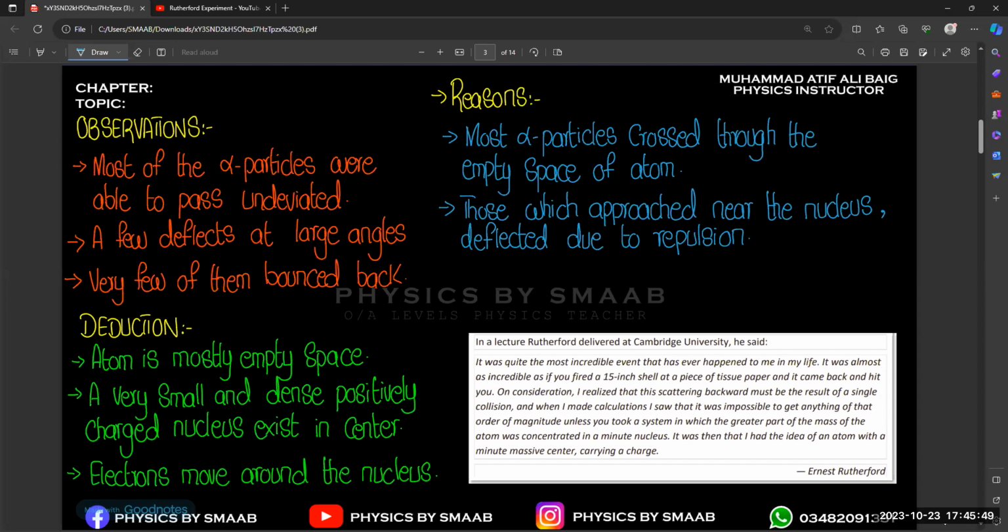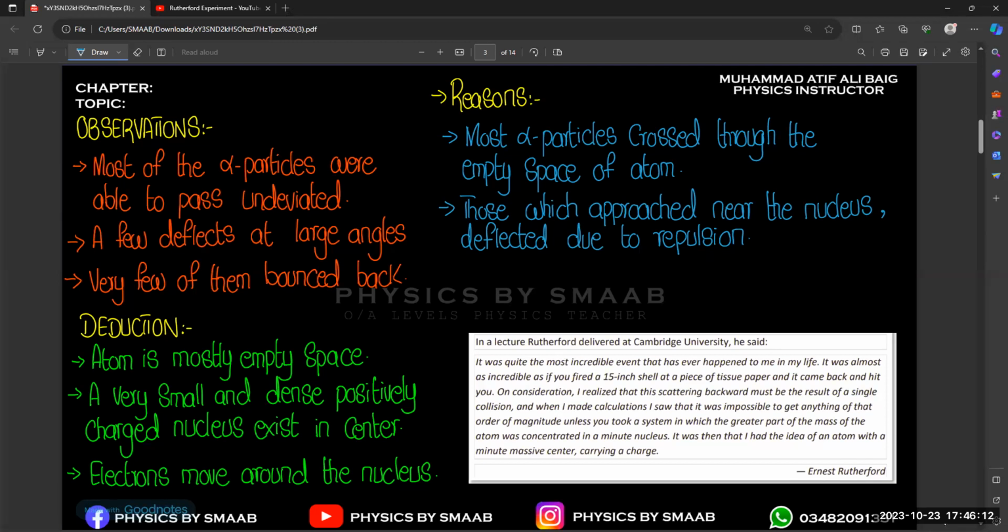Yes. So basically in the deduction paragraph, we discussed that a very small and dense positively charged nucleus exists in the center, right? So that's why it completely reflects back, because the same charges repel each other, right? Just like the north poles of magnets repel each other. Okay.